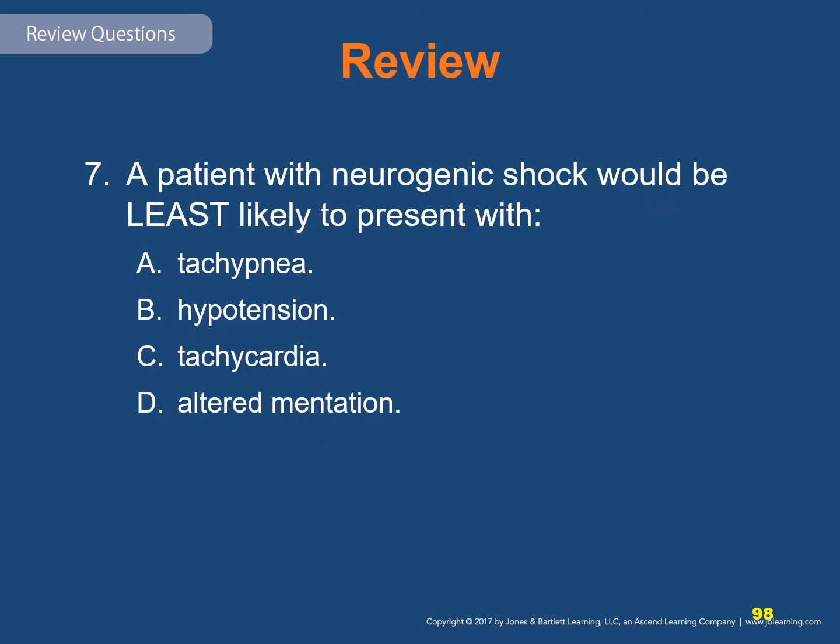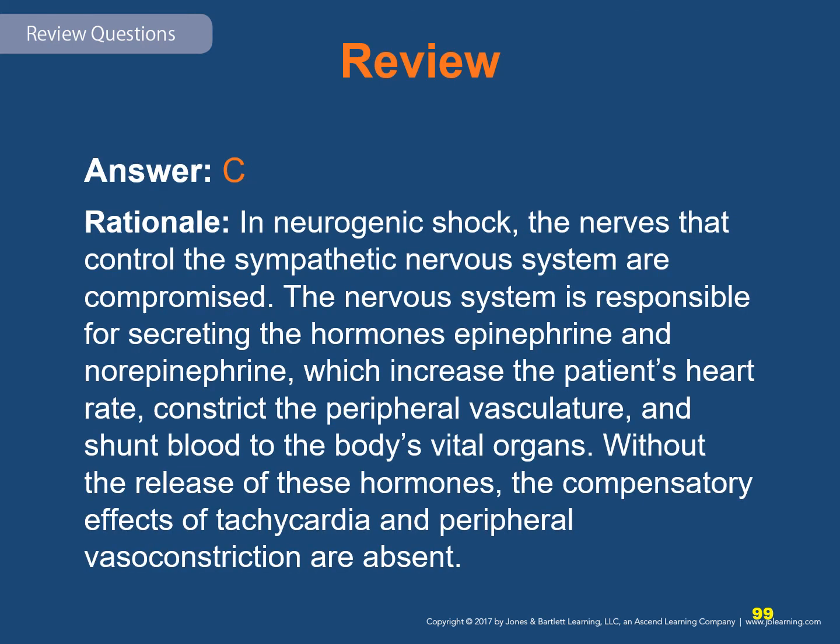Review question 7. A patient with neurogenic shock would be least likely to present with A. Tachypnea, B. Hypotension, C. Tachycardia, D. Altered mentation. The correct answer is C.